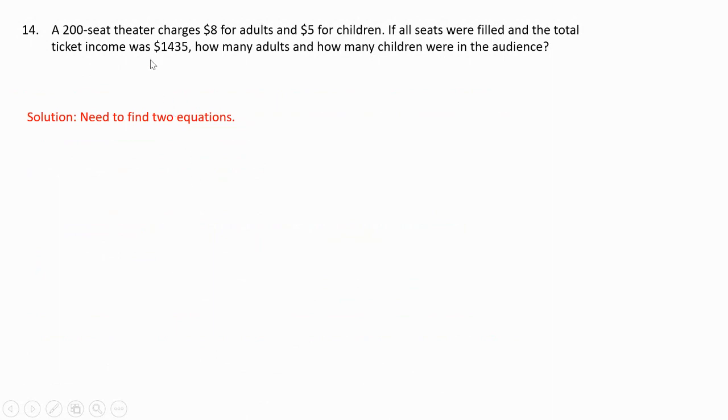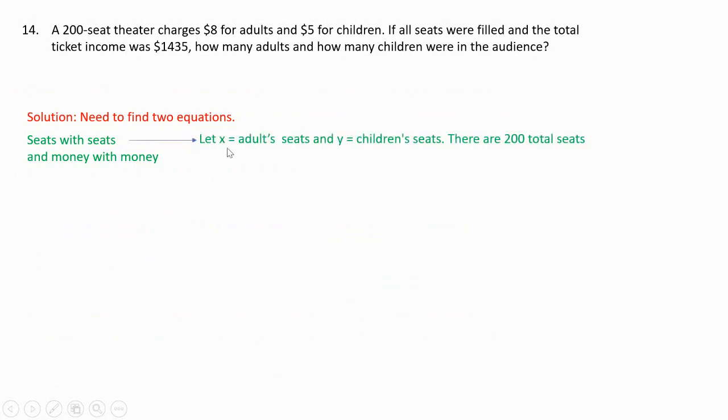The first equation, right, we're going to put seats with seats, or people with people, and money with money, right? Seats with seats, which means the adult seats and the children's seats. We're going to let x equal adult seats and y equal children's seats, right? And there's 200 total seats. So it's going to give us x plus y equals 200.